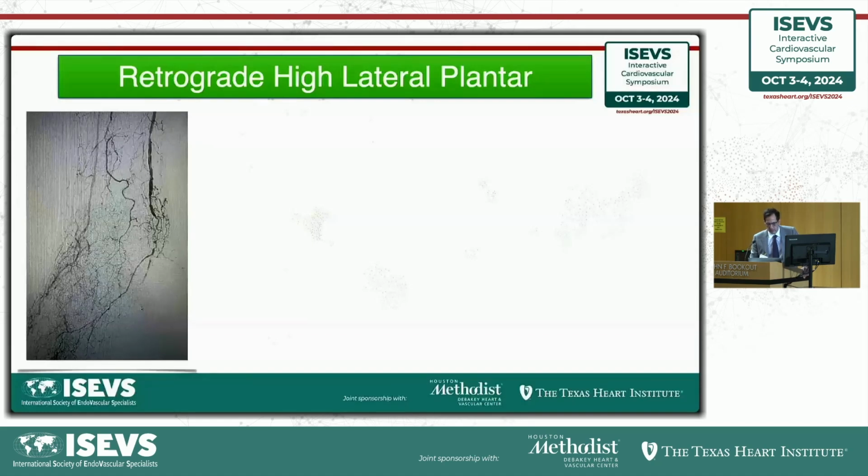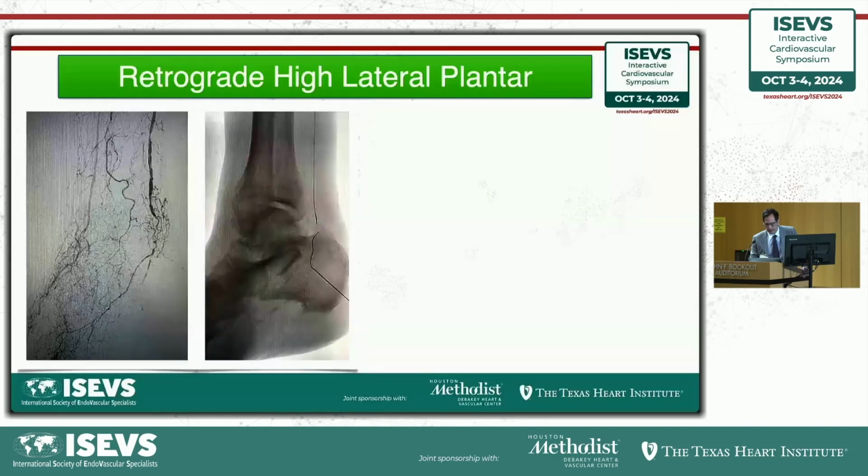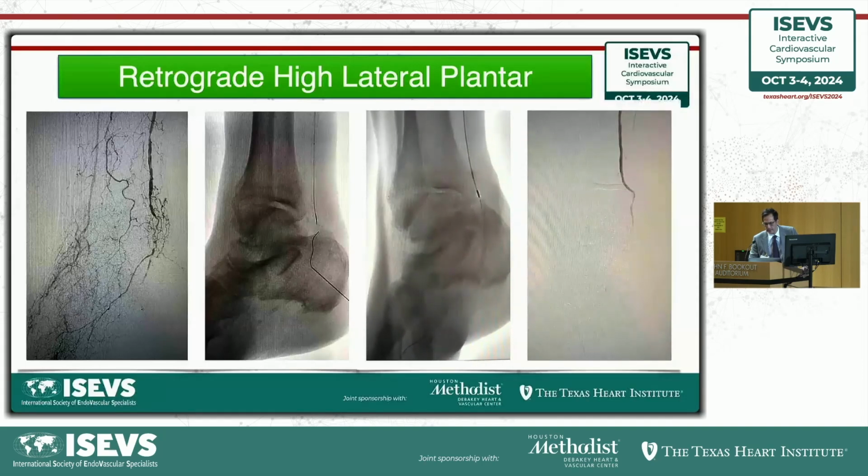Retrograde high lateral plantar, just to show some other examples of where you can get access in the lower extremity tree. This is a very compromised foot with a posterior tibial occlusion. There were some bridging collaterals. I was a little concerned about messing around with those little collaterals as he was so compromised, and I couldn't get the wire anywhere. So I got access in the high lateral plantar artery. I was able to break that cap, then work from antegrade and advance the atherectomy and balloon angioplasty.